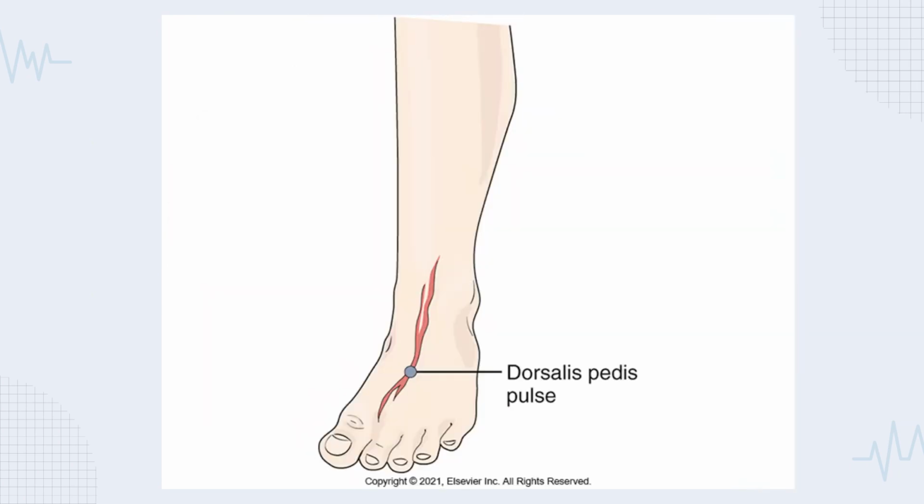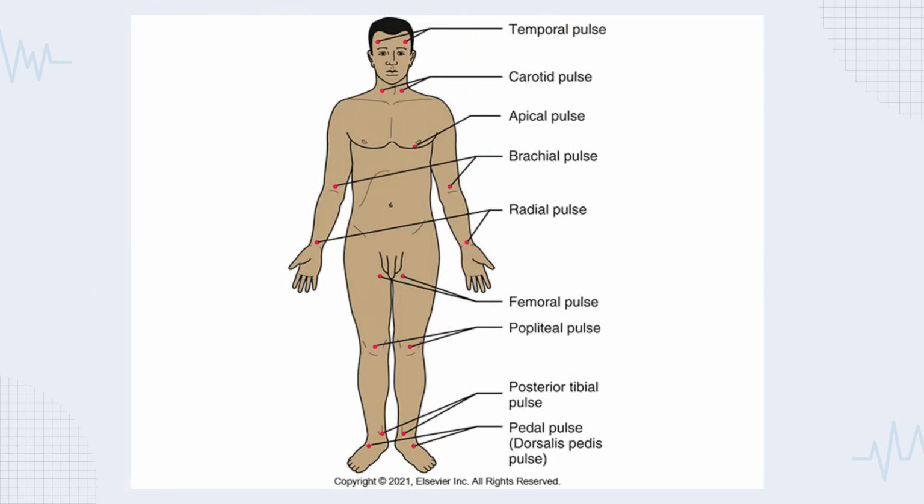The pedal pulse is used to check blood flow in the foot. The pedis artery is over the foot bone. This picture just shows a variety of different sites where you can check a patient's pulse.